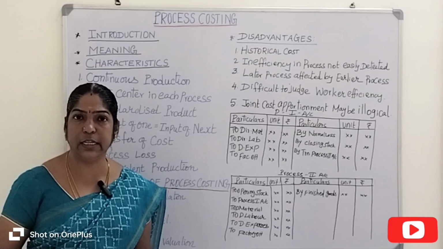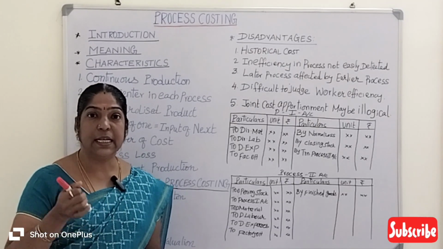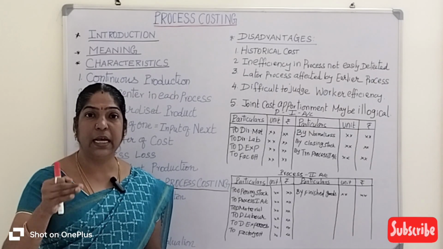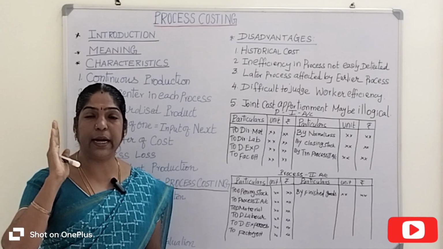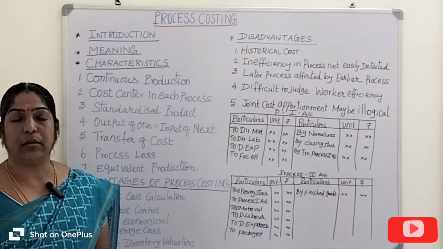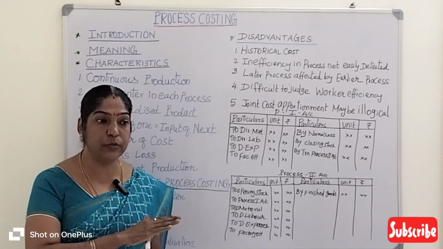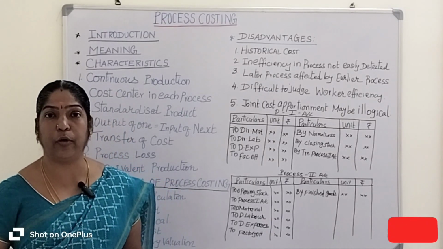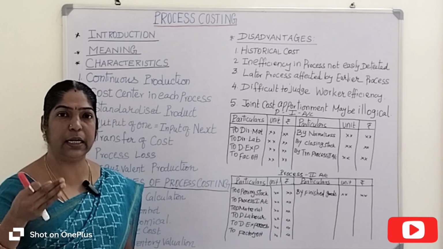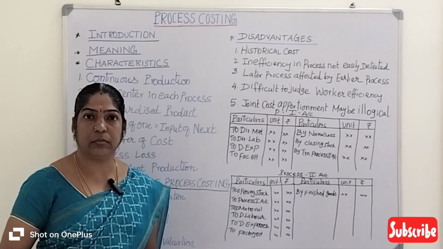What is meant by standardized product? A standardized product is one which has standard or identical size, standardized shape, standardized quality, standardized design. So a standardized product cannot be different from one product to another. Their looks, shapes, designs, quality and size are standardized.